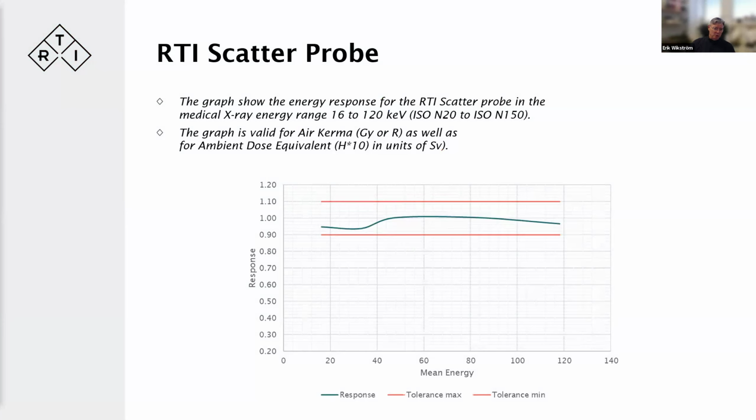So we're looking at a new approach. We took the experience that we had and designed a scatter probe with a much better energy dependence. This is the energy response of the RTI scatter probe for both air kerma and ambient dose equivalent. We're well within plus minus 10%. Here is 1, here is 1.1, 0.9. So we're well within plus minus 10% for both in the complete range.